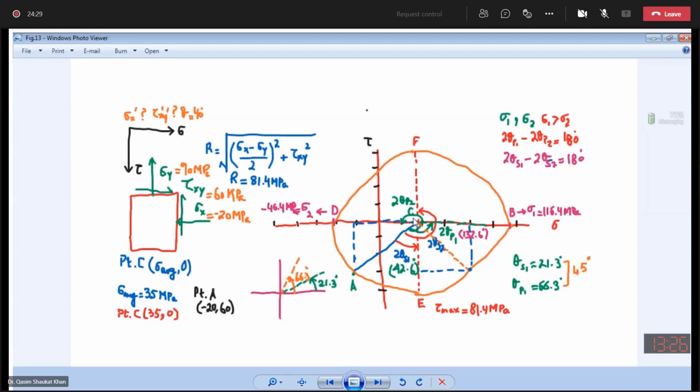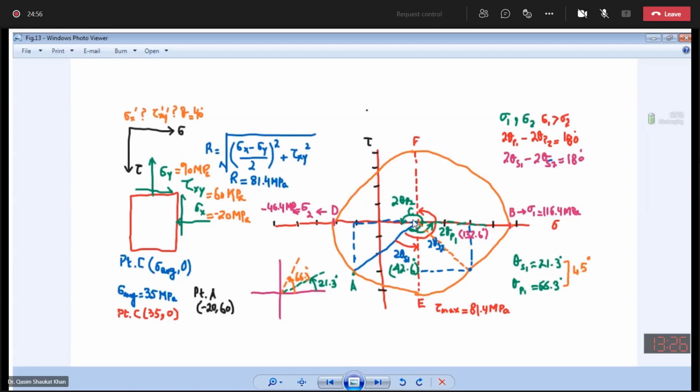Point C has the coordinates 35 and 0. Did you mark the average normal stress and 0? So this is your point C.